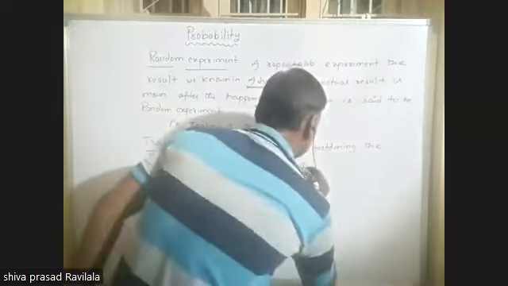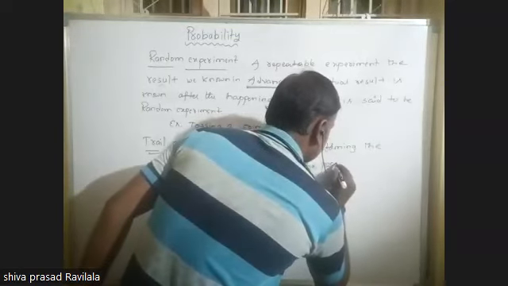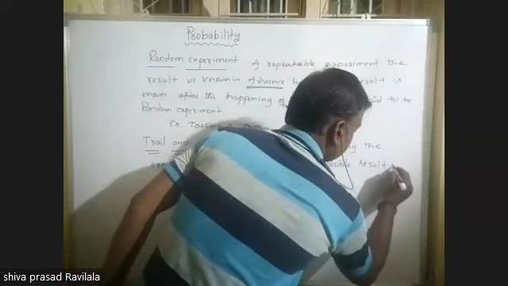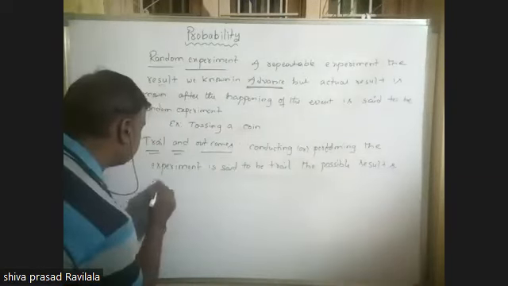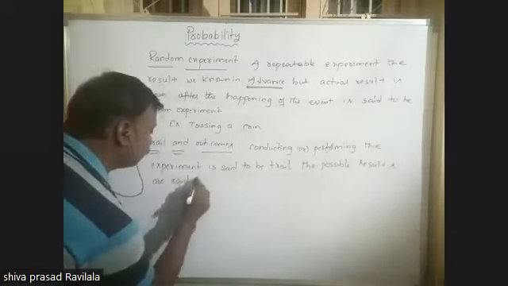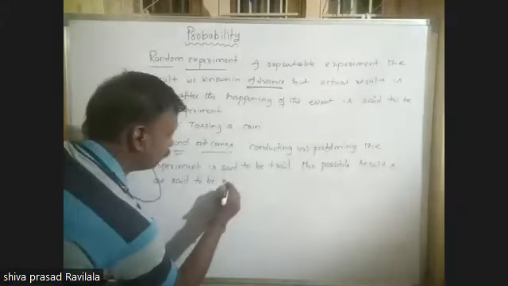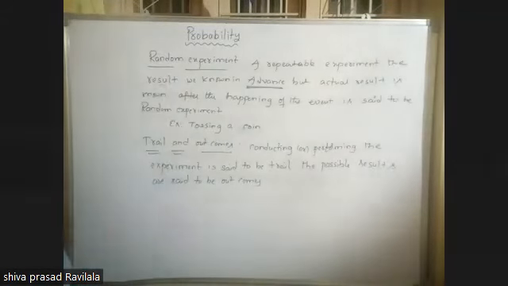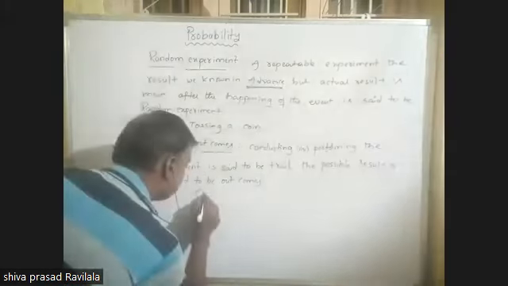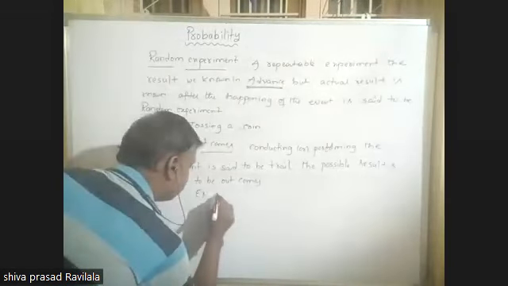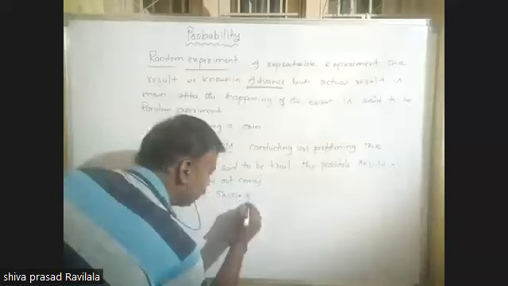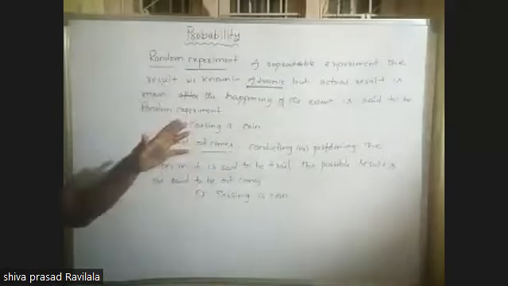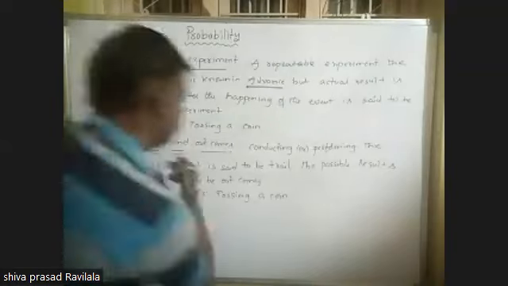The possible results are said to be outcomes. Same example, tossing a coin. Tossing a coin is an example of trial. Throwing a die, whatever it means, that is an example of trial.